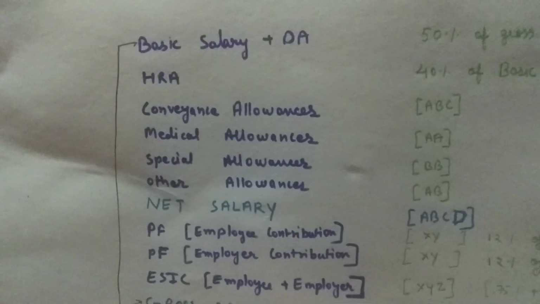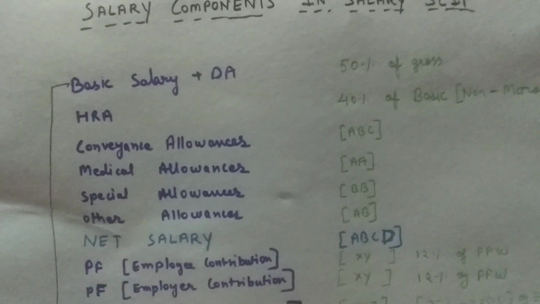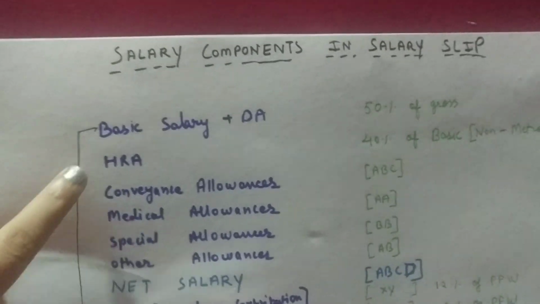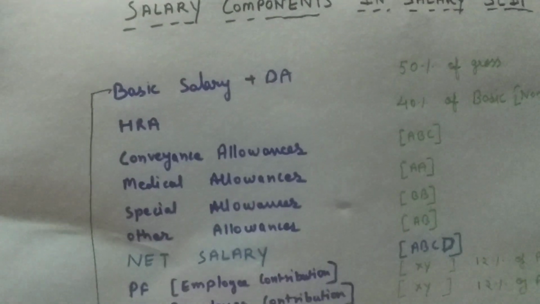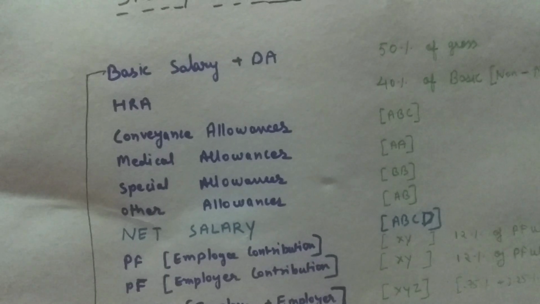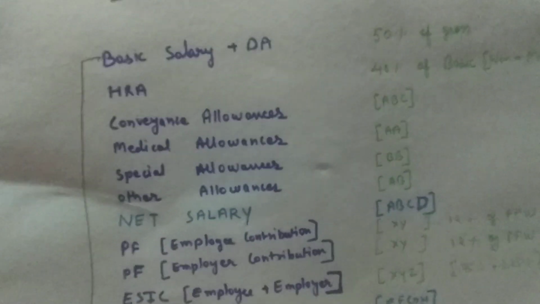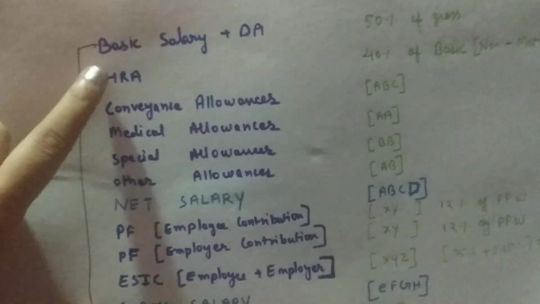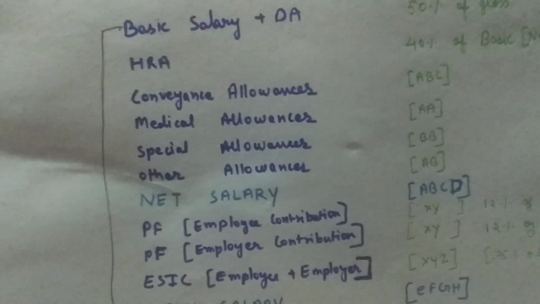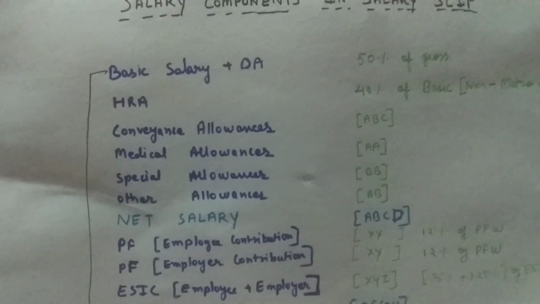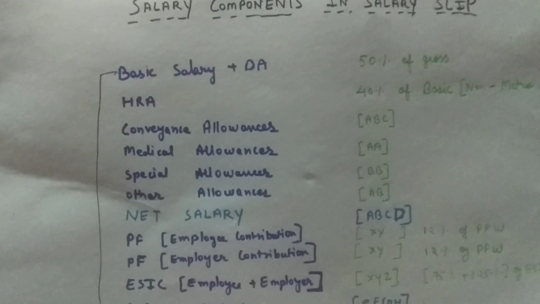Now next, which comes as a very important component, that is HRA, house rental allowances. So this house rental allowances is 40% of the basic salary.